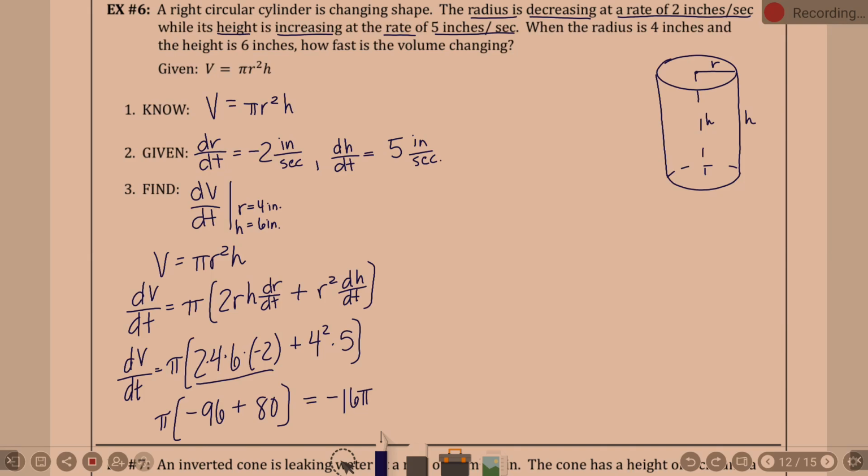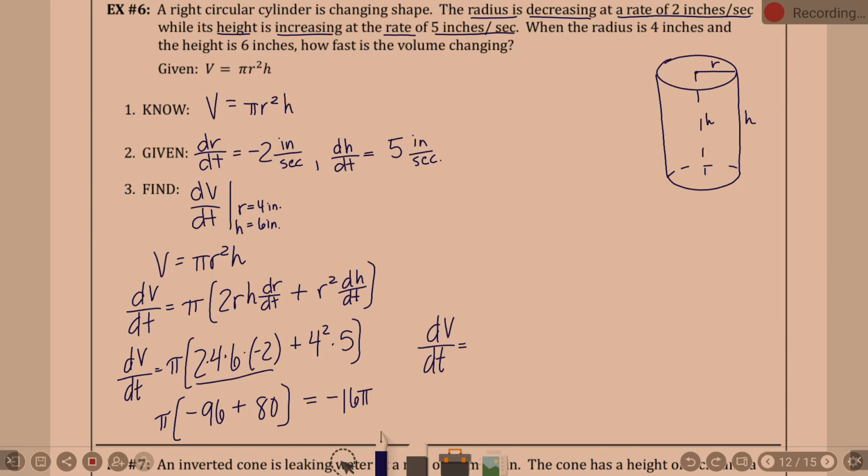It's been so long since we used our calculator. If you wanted to, you can just put it all in and get the decimal. Did you have a negative 40 something answer? Negative 50.265. So you just multiplied the pi in, whereas I just left it as pi. It depends what they ask for. In this case, I would most likely leave it with pi.